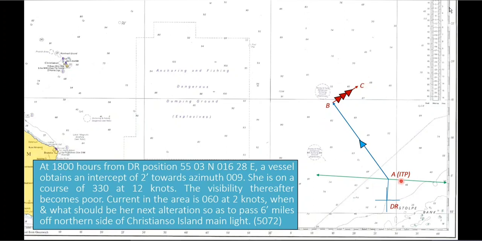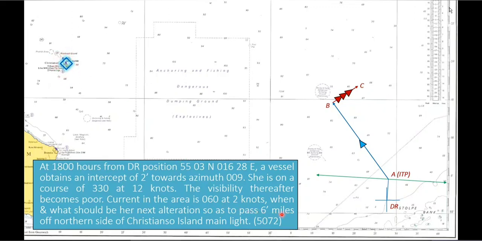Now let's leave this plot here and move on to the second part of the question. We need to pass 6 miles off the northern side of Christiansø Island main light. Let's identify this light on the chart. This is where you have the Christiansø Island main light.